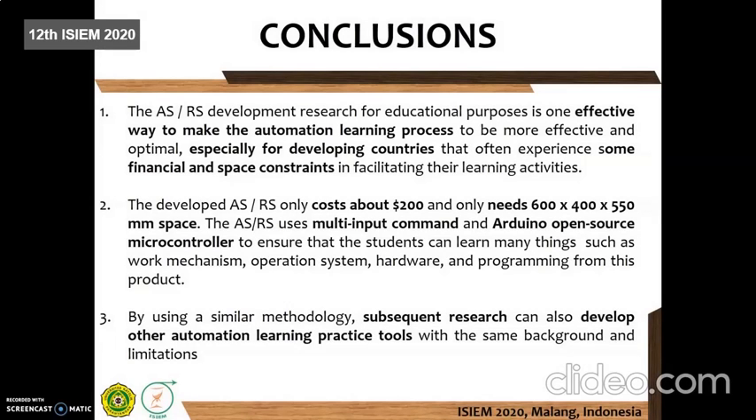Here is the conclusion of our research. The ISRS development research for educational purposes is one effective way to make the automation learning process more effective and optimal, especially for developing countries that often experience some financial and space constraints. The developed ISRS only costs about $200 and only needs a small space. The ISRS uses multi-input commands and an Arduino open source microcontroller to ensure that the students can learn many things such as work mechanism, operation system, hardware, and programming from this product. By using a similar methodology, subsequent research can also develop other automation learning practice tools with the same background and limitations.